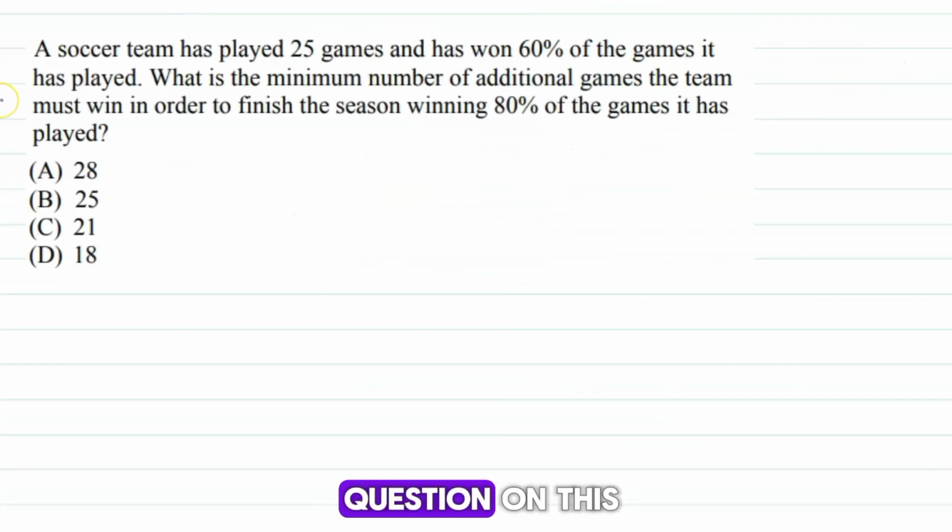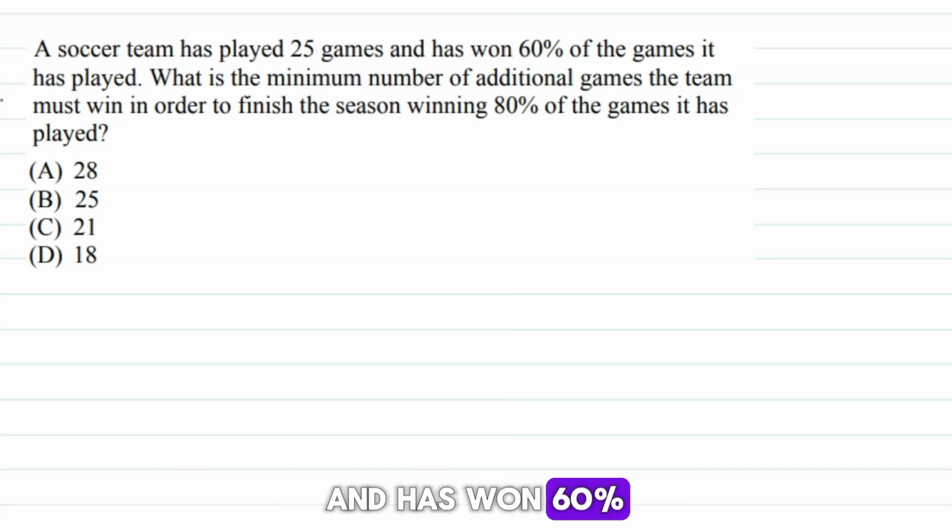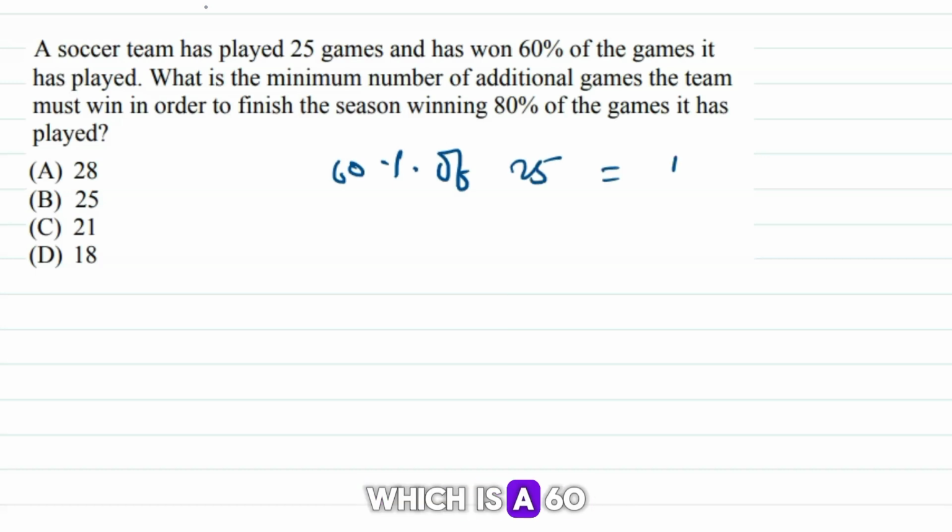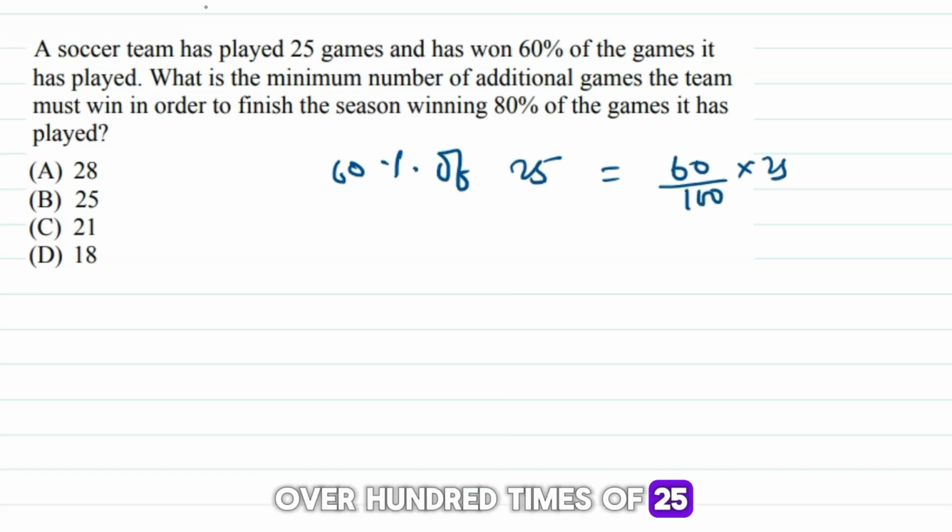Let's do one more question on this. It says a soccer team has played 25 games and has won 60% of the games it has played. What is the minimum number of additional games the team must win in order to finish the season winning 80% of the games it has played? So the team has played 25 games and won 60%. 60% of 25 is 60 over 100 times 25, which is 15.